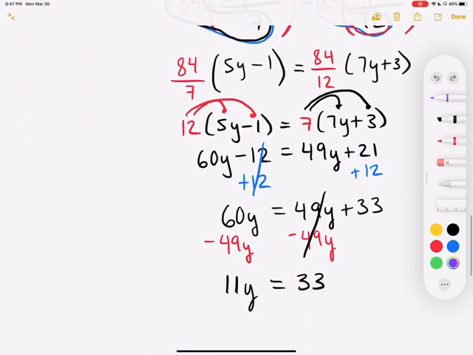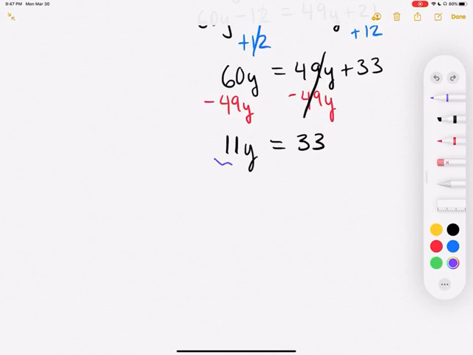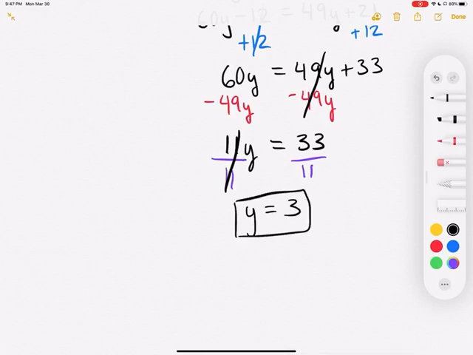So let's see. Multiplications, divisions. I have a multiplying 11. I have to get rid of this, and I get rid of this through a division. So if it's a multiplying 11, it means I have to divide by 11. And if I do that to the left side, I do the same thing to the right side. Those 11s cancel out. All I have left is y equals, and 33 divided by 11, that's going to be 3. So this should be my solution.